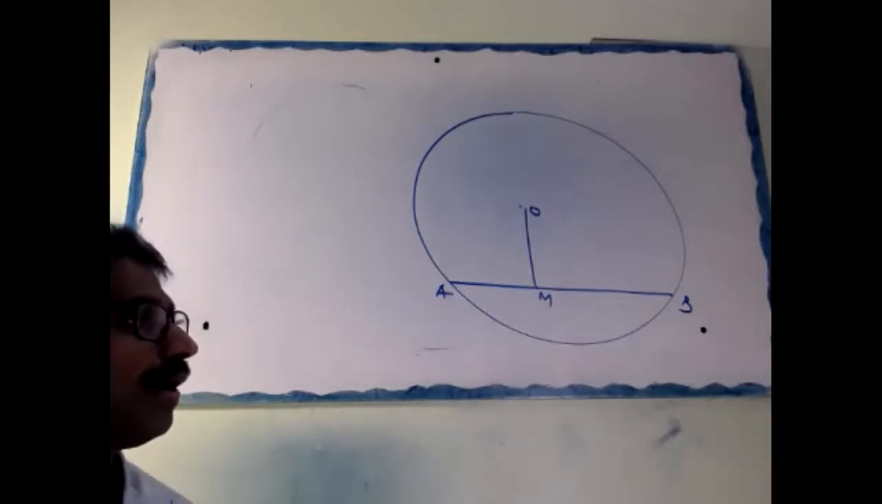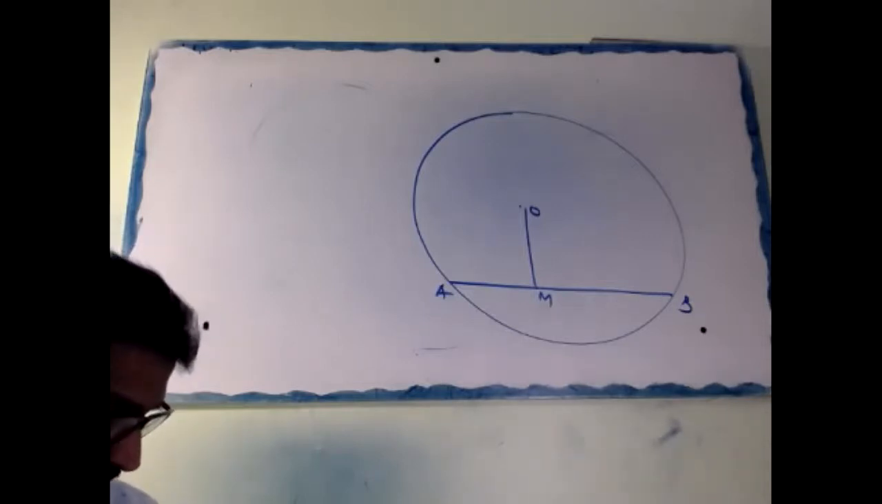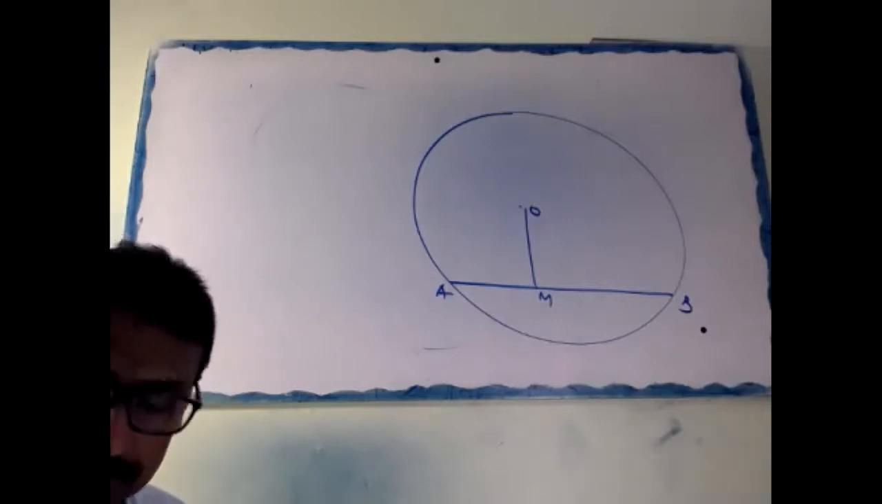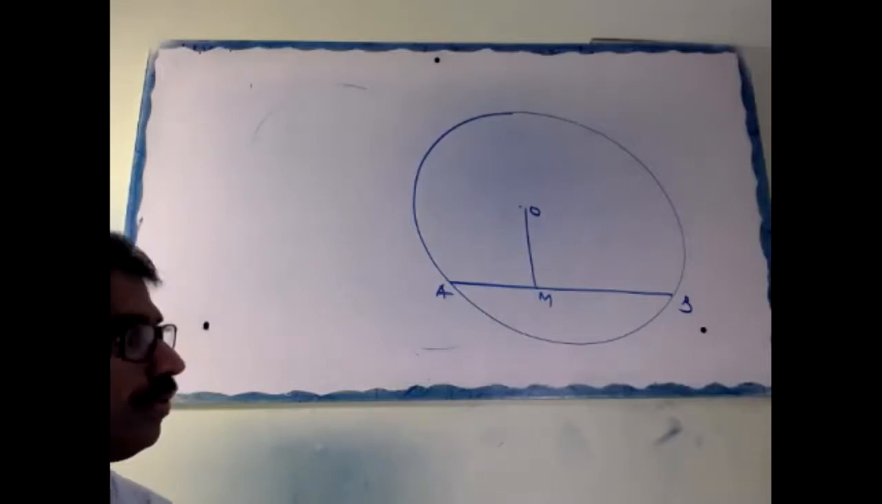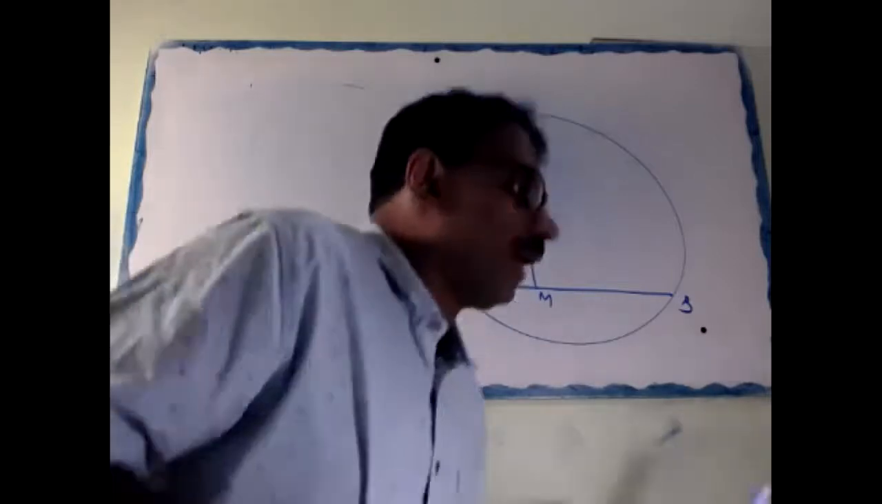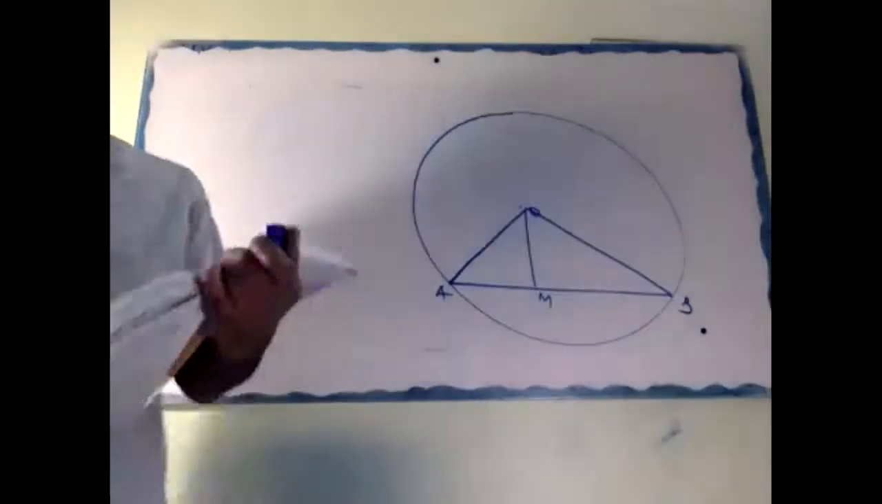Given: a chord AB of a circle with center O and radius R, with midpoint M. To prove: OM is perpendicular to AB. Construction: join OA and OB.